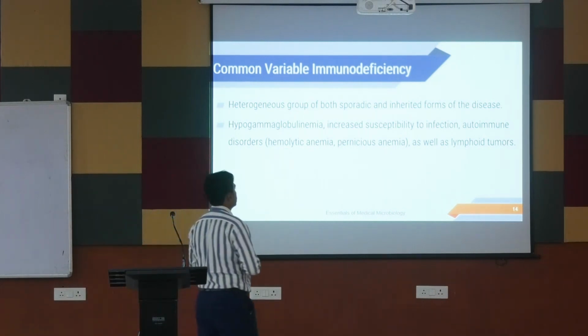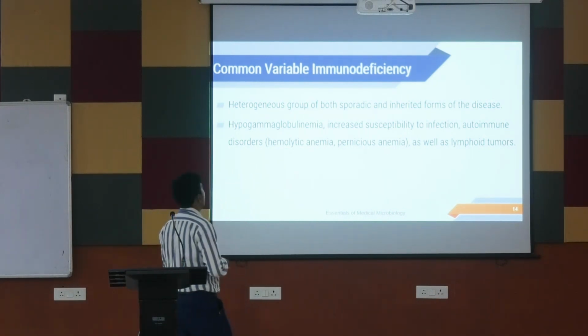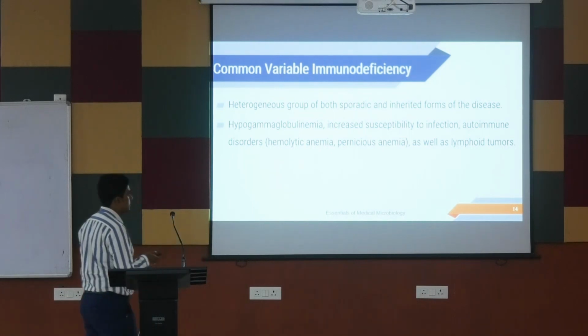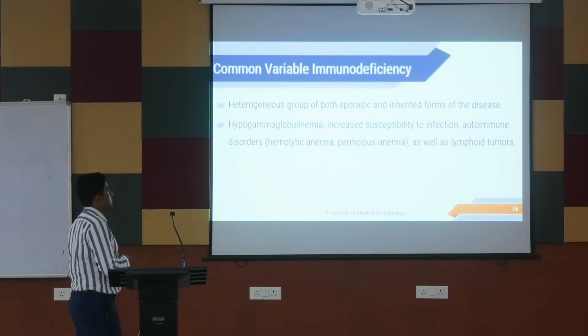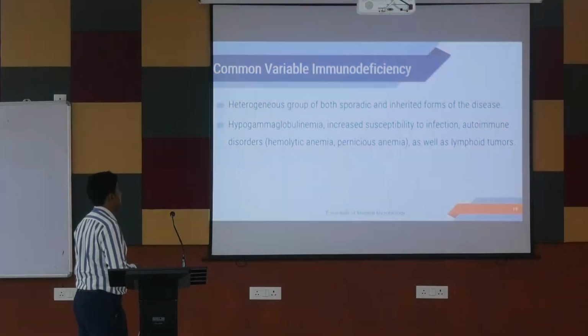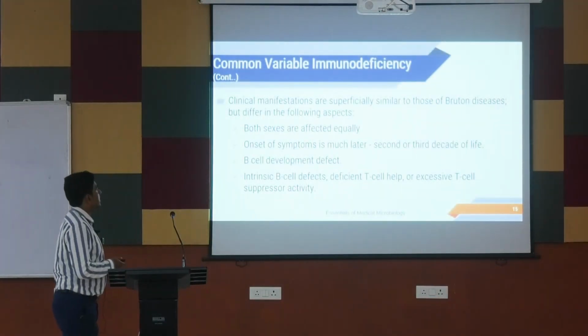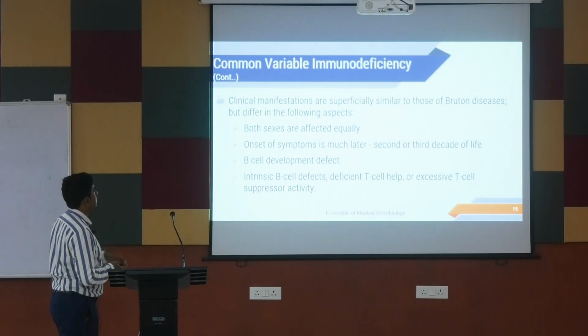Heterogeneous group of both sporadic and inherited forms of the disease, hypogammaglobulinemia, increased susceptibility to infection and autoimmune disorders as well as lymphoid tumors. The clinical manifestations are the same, but what are the differences?